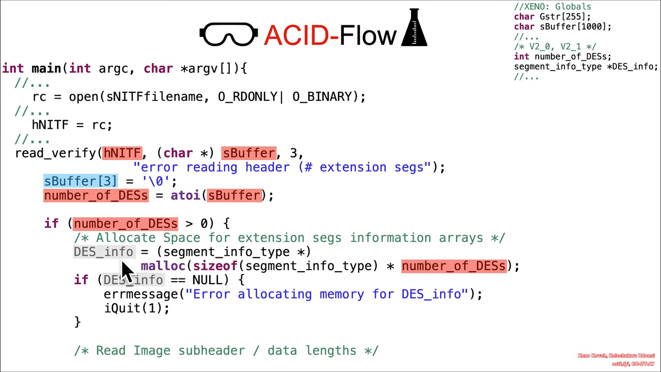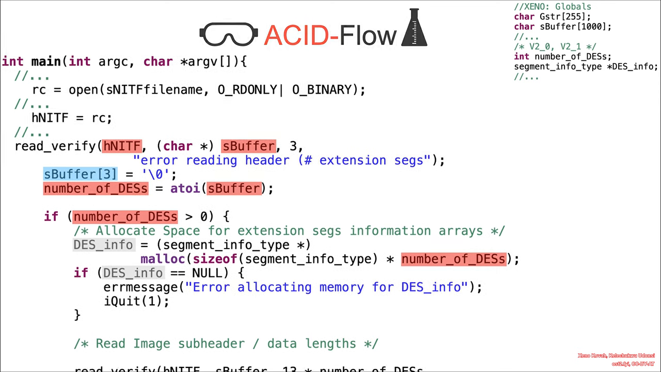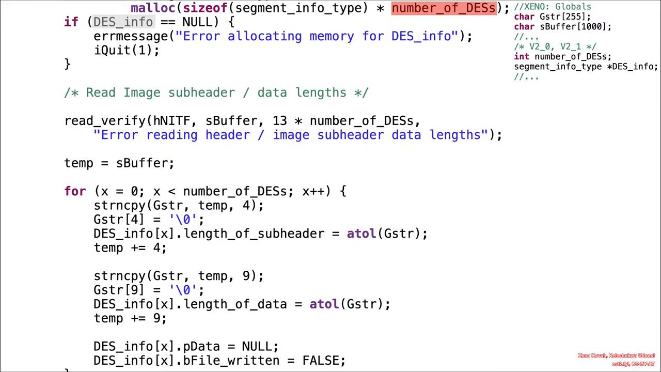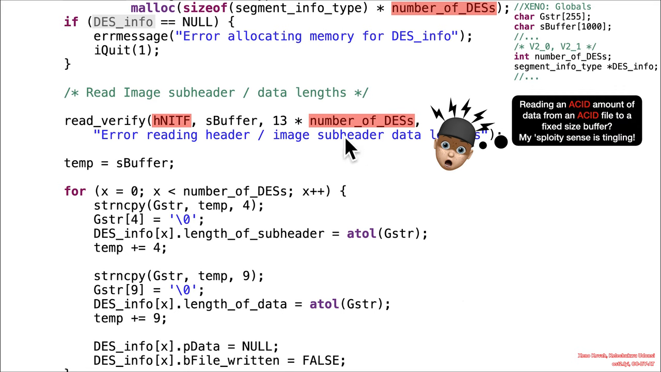So an allocation occurs, this data is now uninitialized, make sure that it's actually successfully allocated and not erroring out. Well, that's all good. Let's continue on. Now down here, the read verify is called once again on the attacker-controlled file. And how much data is it reading in? Well, it's reading in an attacker-controlled amount of data. So this should cause your spidey sense to tingle because you've got an attacker-controlled amount of data being read from an attacker-controlled file into a fixed-size 1,000-byte buffer.